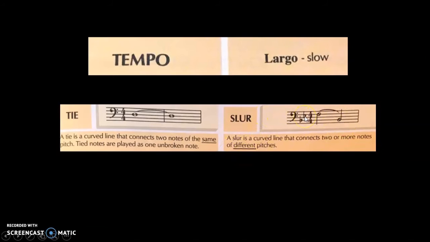Slur is a curved line that connects 2 or more notes that are different, and we're just using our air and our buttons to change to that next note, but we are tonguing that first note. We use our tongue to start, and we slur down to the next note. And that's all I've got for you in this video. Let's get to practicing our rhythm.